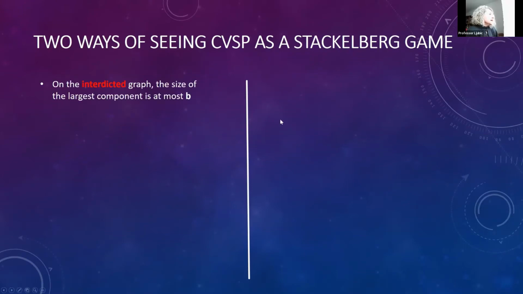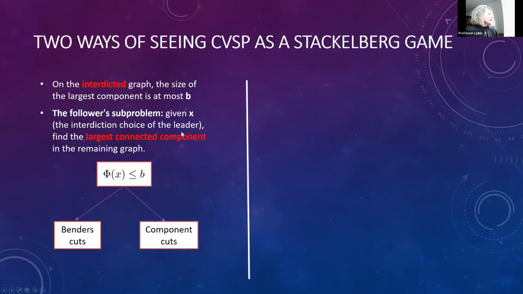So the first way is the following. We will simply state this property as a bilevel optimization problem. We say that on the interdicted graph, which is the graph after we have decided which vertices to remove, and we remove them, the size of the largest connected component cannot be larger than B. This is simply because the capacity of each bin is given by B.